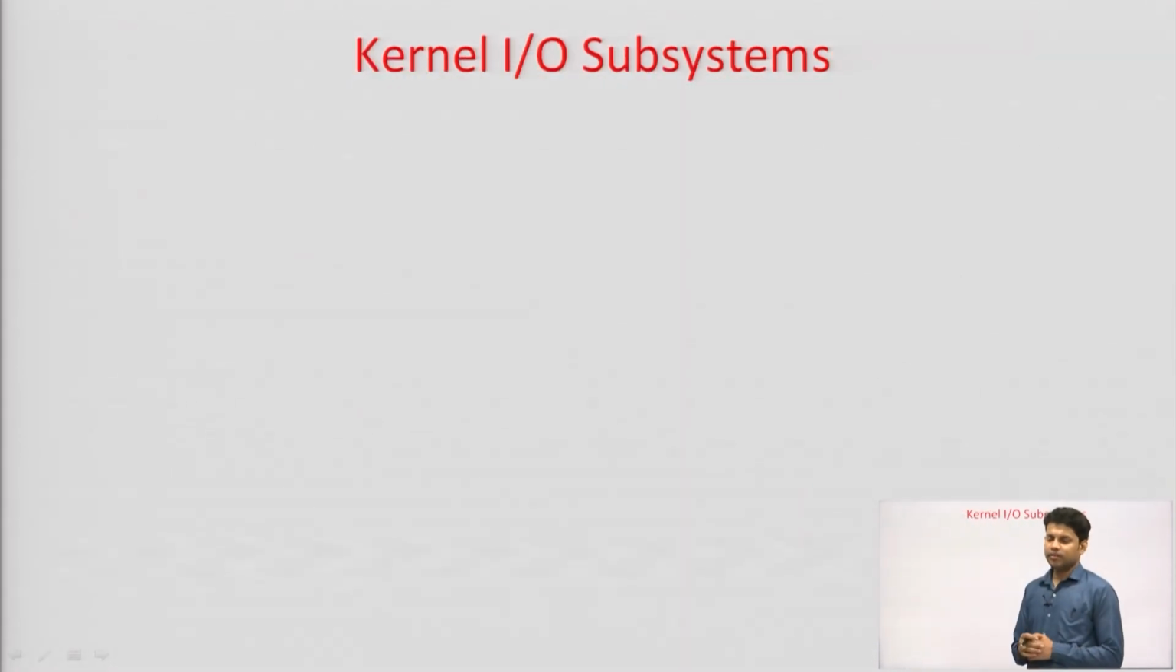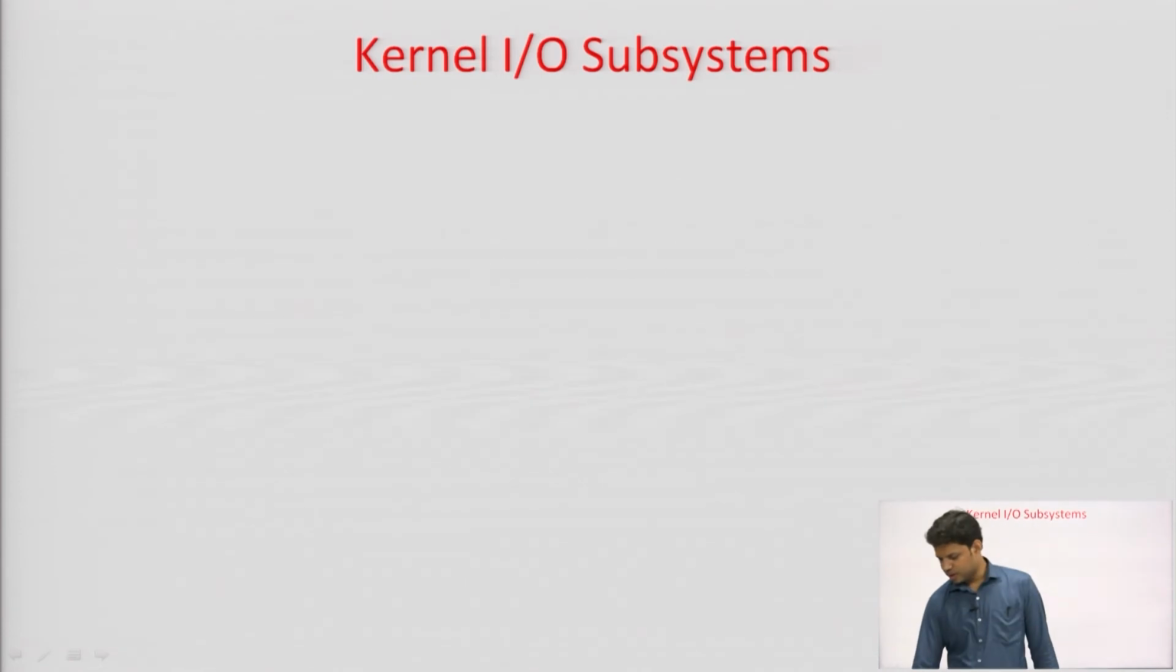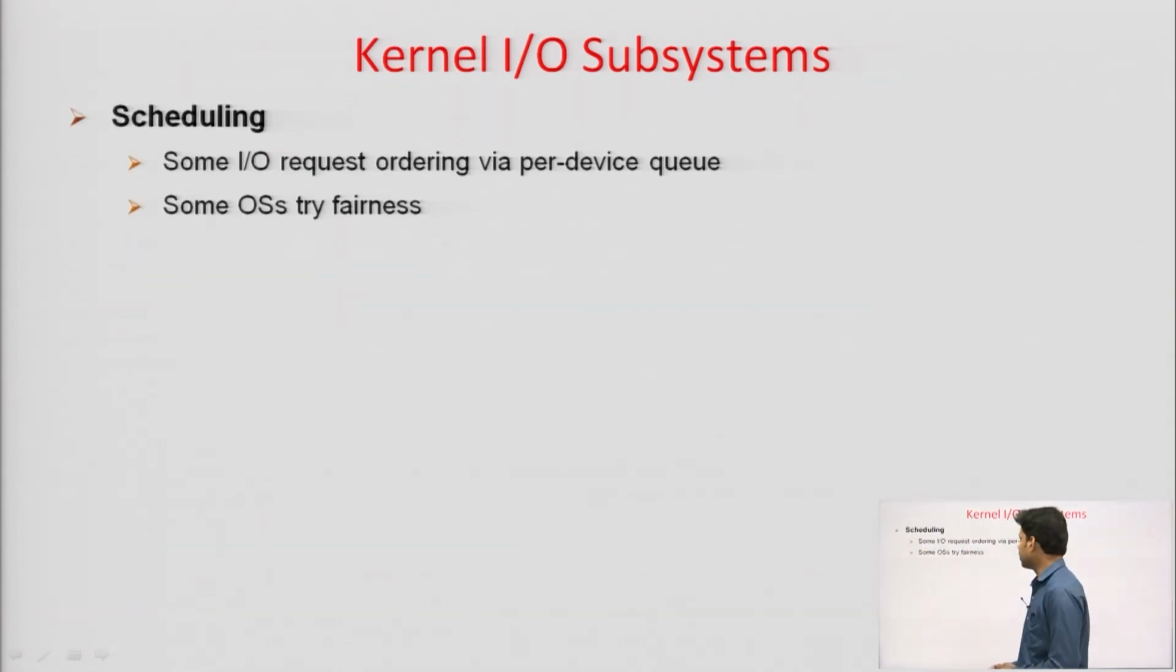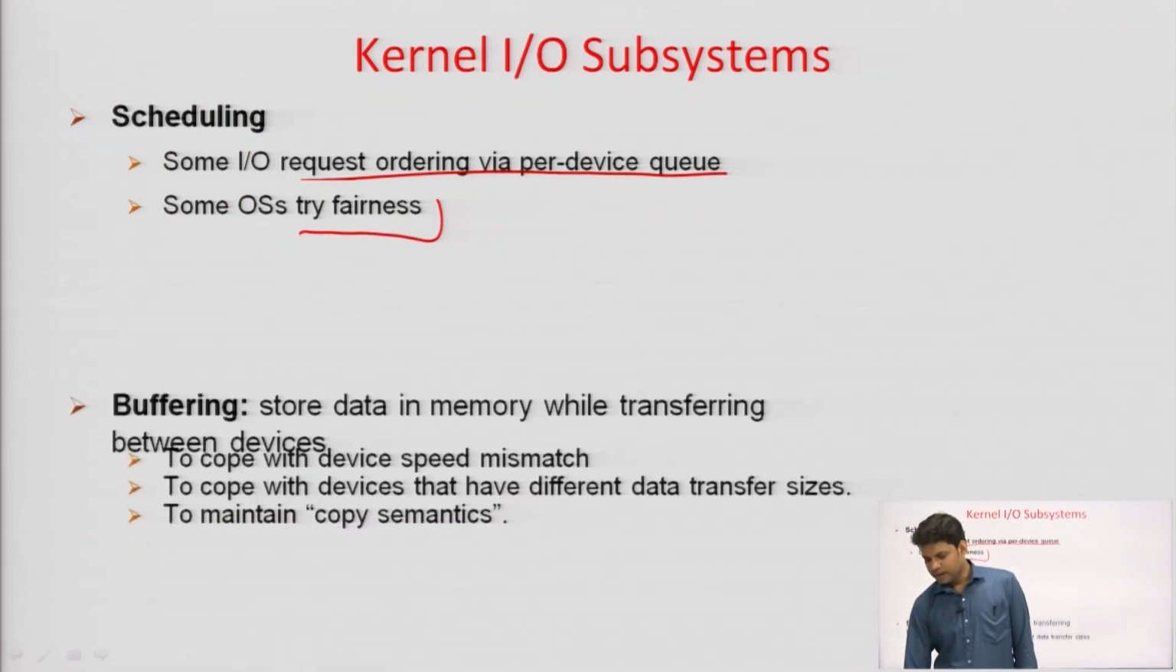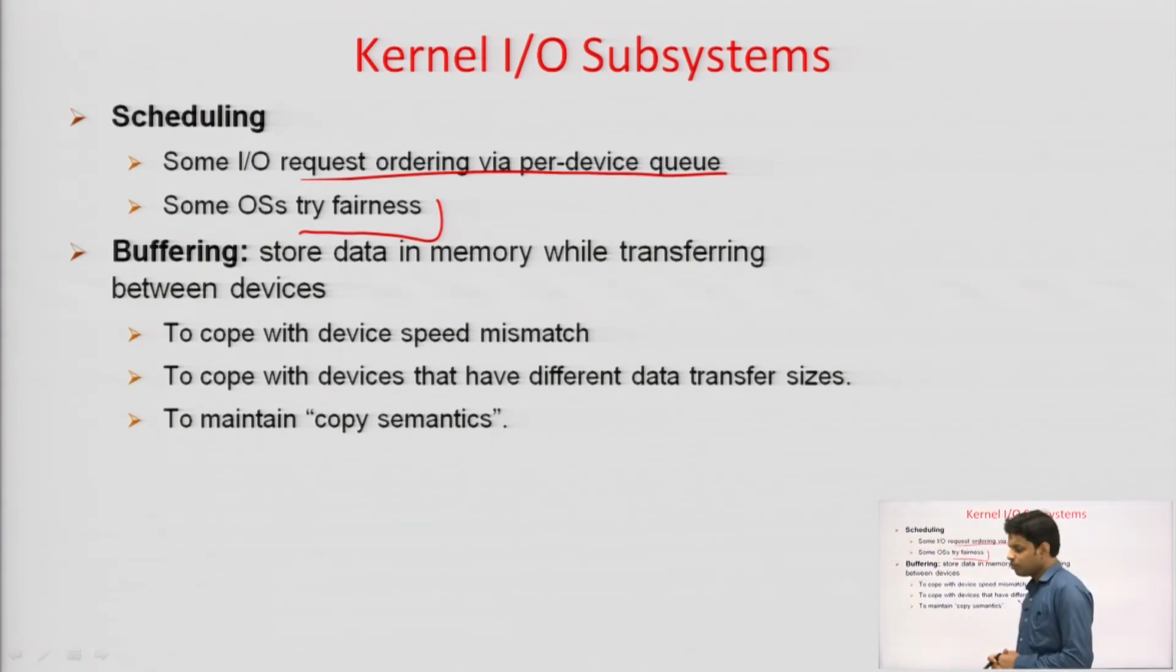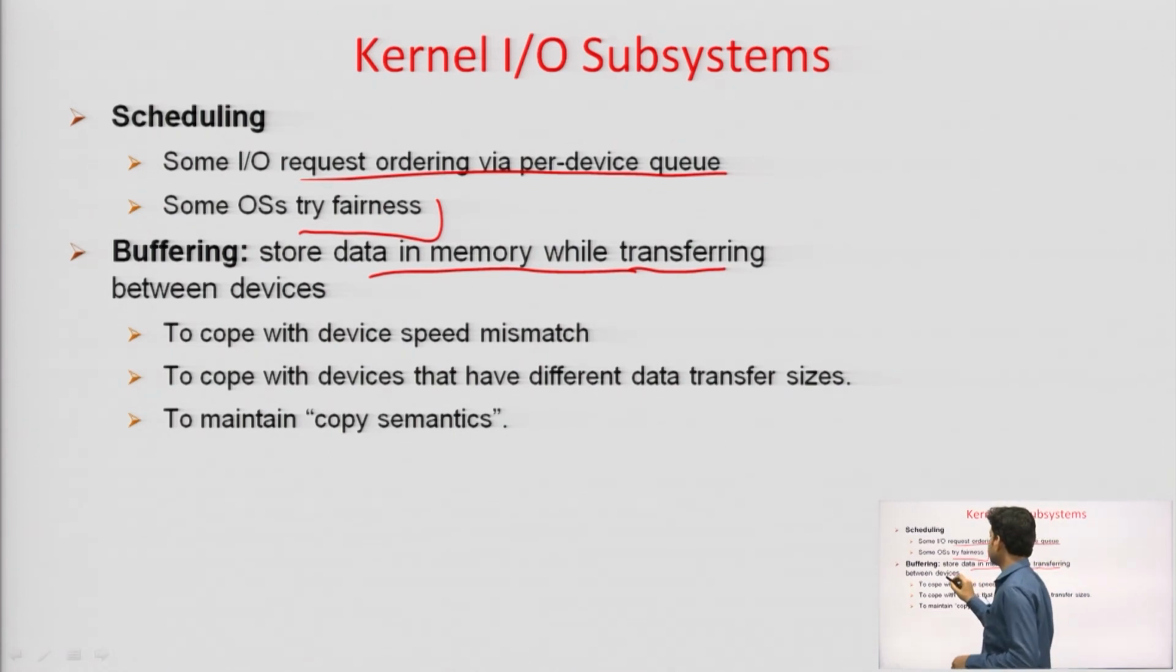So, now we will see different kernel IO subsystems. First is scheduling. Some IO request ordering via per device queue, some OS try fairness. Okay. Next is your buffering. What is buffering? Store data in memory while transferring between devices.